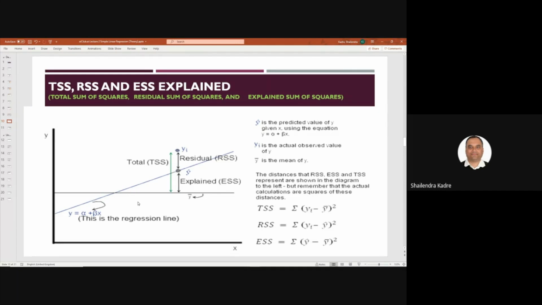I have fitted a regression line here. This is my regression line which I have fitted. Now there are three terms which you have to understand. The residual term you already understand now.